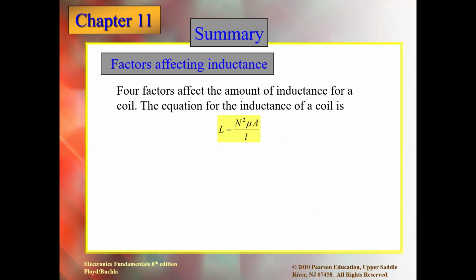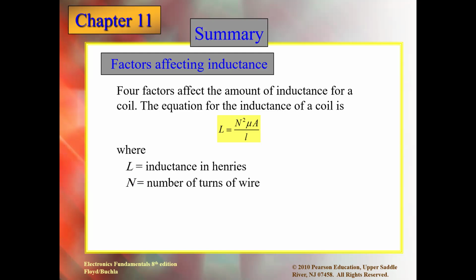Four factors basically affect the amount of inductance of a coil. The equation for inductance is given here: L is equal to N squared mu A over l. Where L is inductance and the unit is henries, capital N is the number of turns of wire, mu is the permeability in henry per meter, A is the cross-sectional area, and l is the coil length in meters.